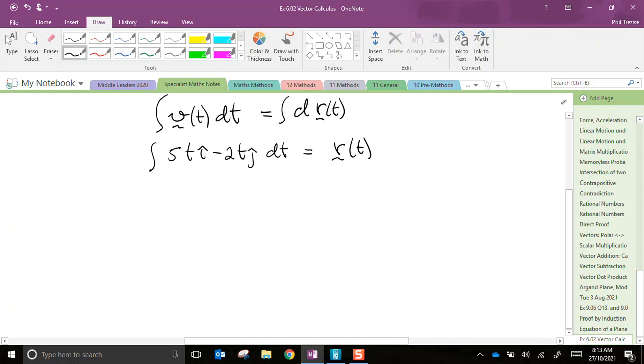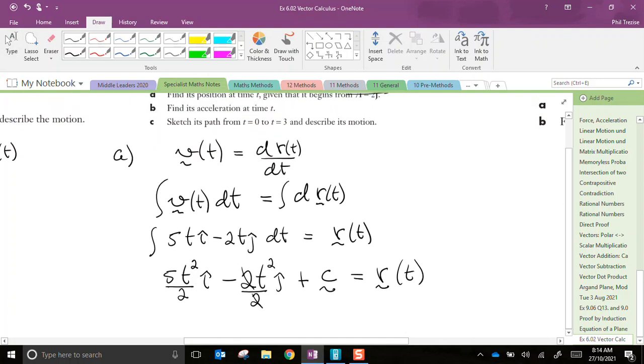So now we integrate 5t with respect to time. The 5 will still be there. The power on the t increases to a 2 and we divide by the new power, and that multiplies by unit vector i. Subtract, now the 2 will still be there. The t was a power of 1, it increases to a power of 2 and we divide by the new power. Now that will cancel, but that's for the j component. And don't forget, we have a constant of integration. And because this is a vector equation, our constant will be a vector.